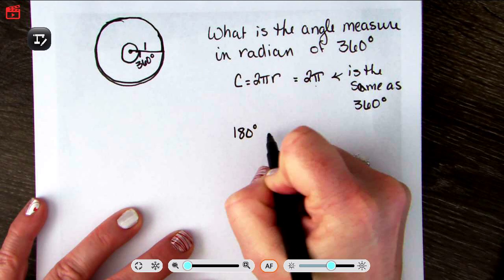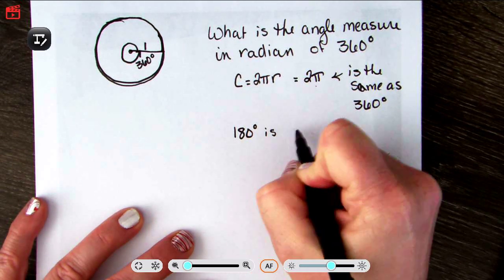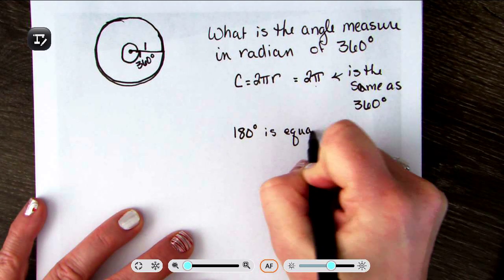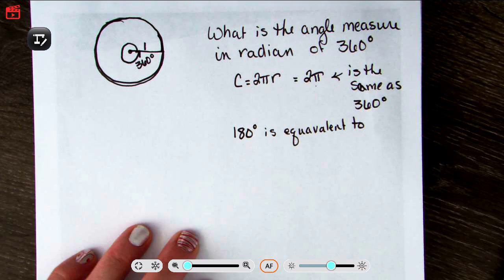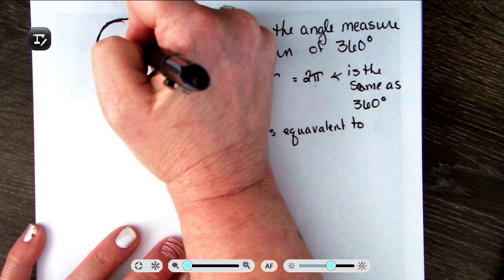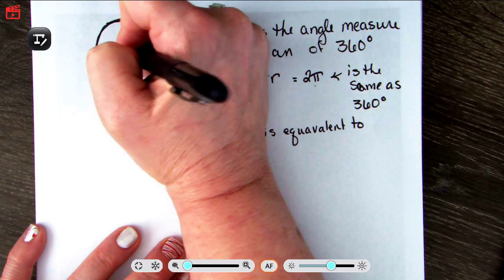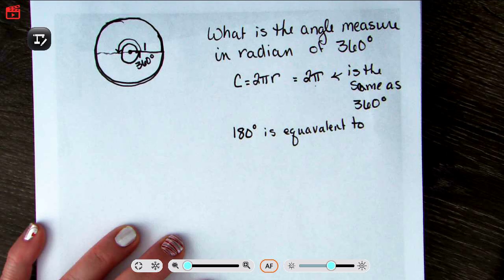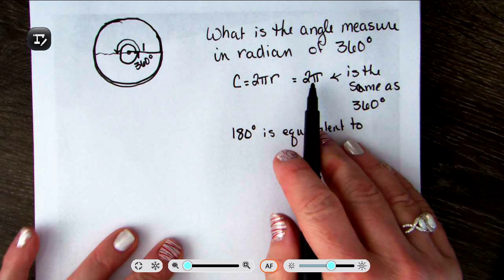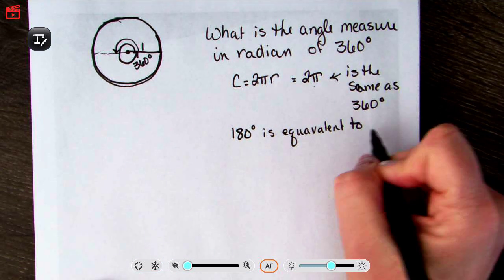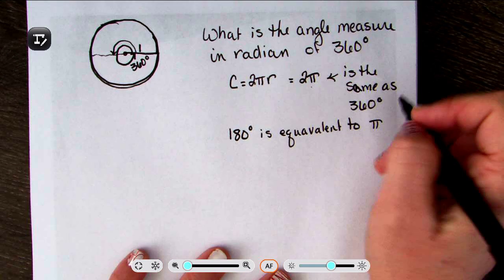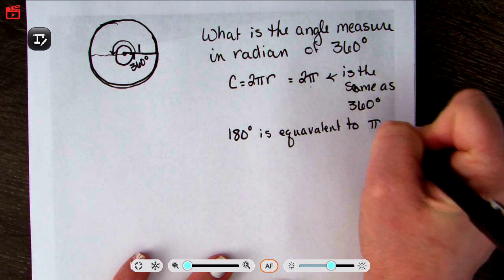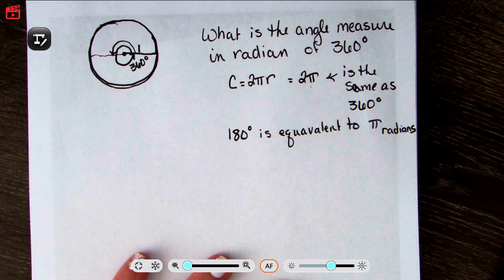Okay, so knowing that all the way around is 2 pi, we could get the equivalent for 180 degrees, which is equivalent to, well, 180 degrees is half of the circle, so half of this is equivalent to pi radians. If you want that labeling on there to help us.